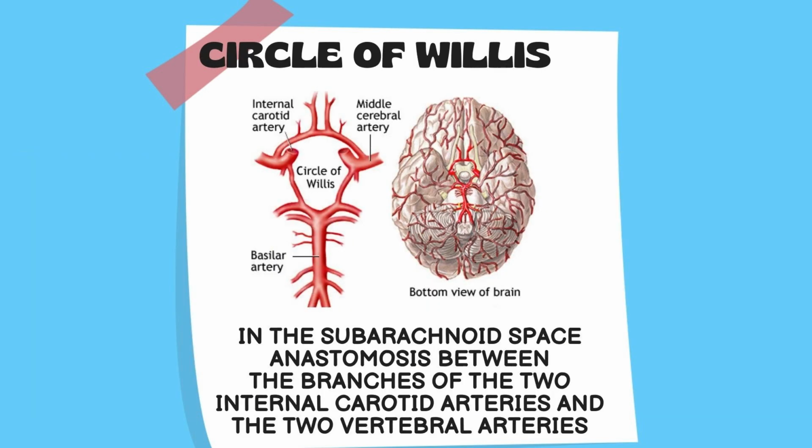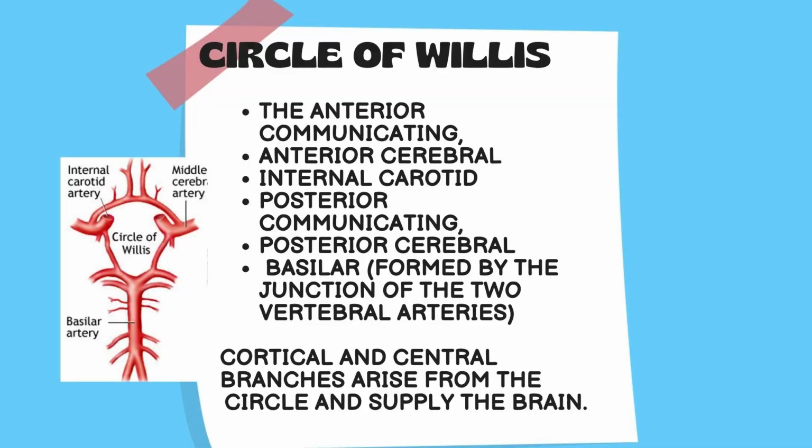It is present in the subarachnoid space at the base of the skull, and it's the anastomosis between the branches of the two internal carotid arteries and the two vertebral arteries. The arteries involved in the circle of Willis include the anterior communicating artery, the posterior communicating artery, the anterior cerebral artery, the posterior cerebral artery, and also the internal carotid artery. The cortical and central branches arise from this circle and they supply the brain.